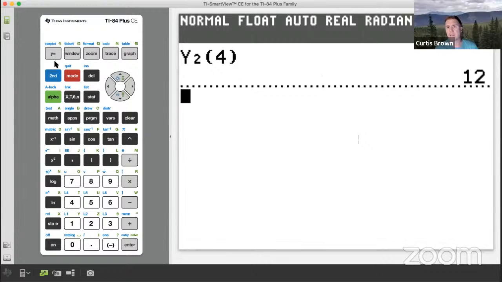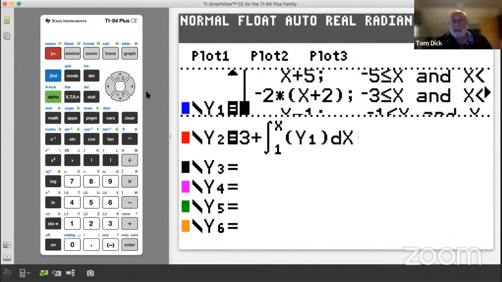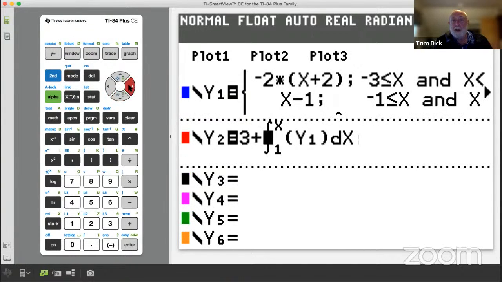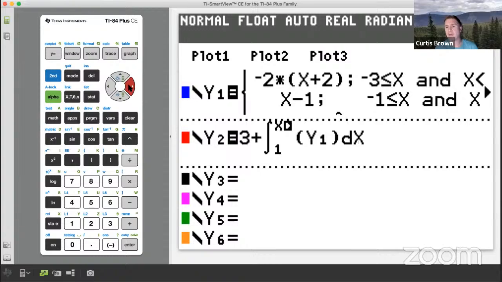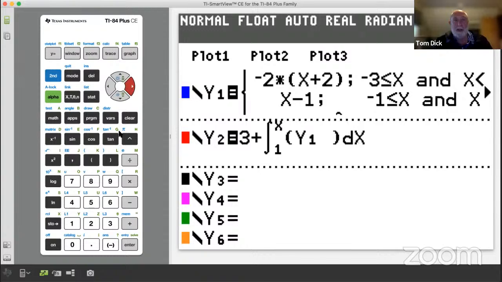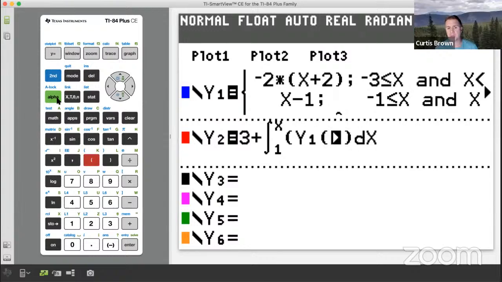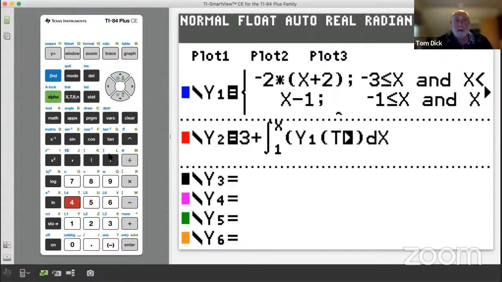Right. Actually, maybe we should give it a try and just see what happens. Sure. I'm going to edit my y2 here and make that a y1 of t, dt. And that may actually help, and that is really better form. There we go. So we have a y1 of t, and then we're going to make the variable of integration t.